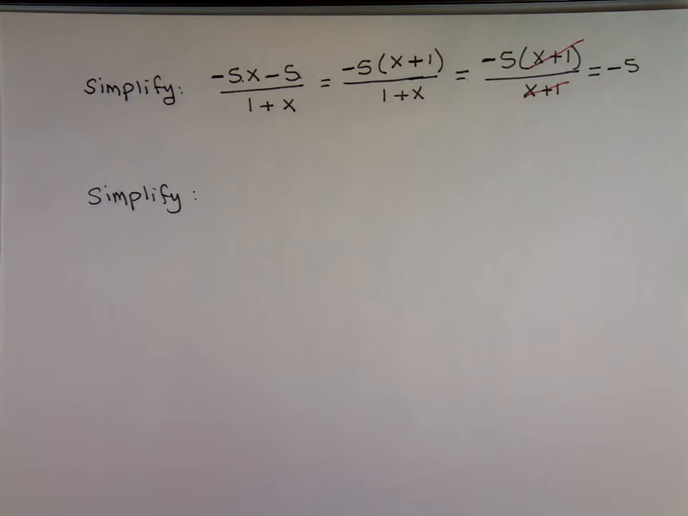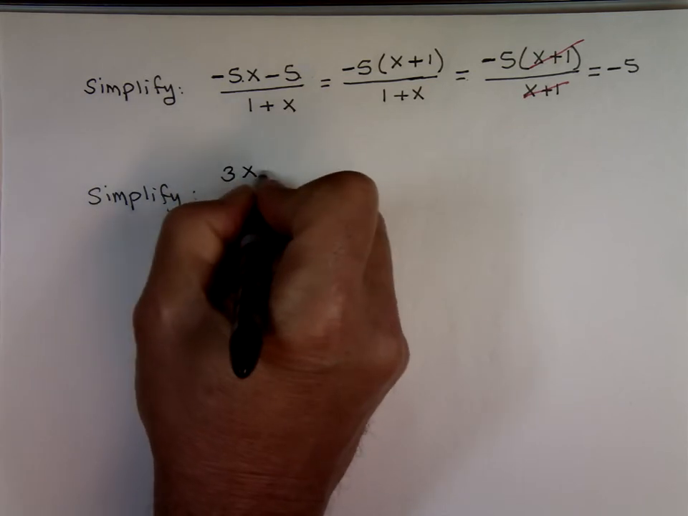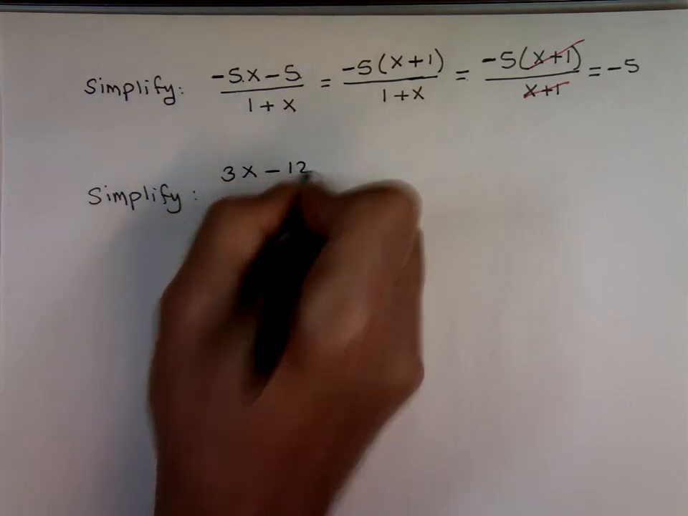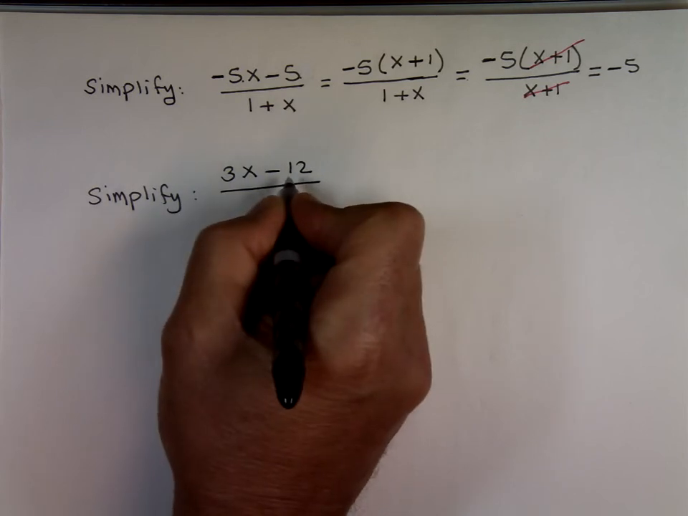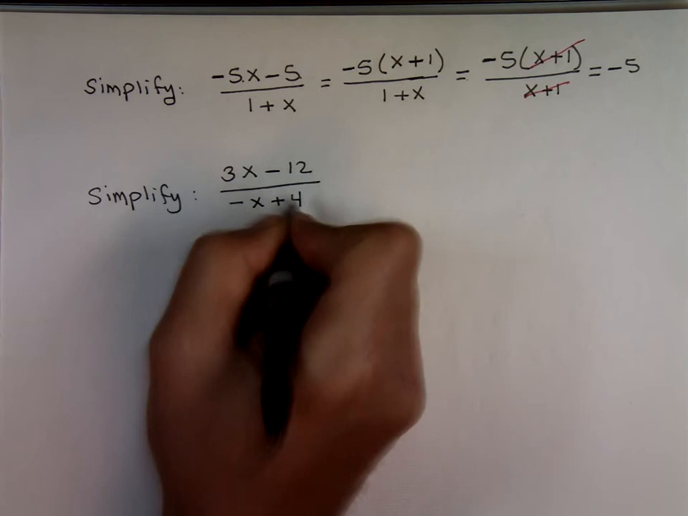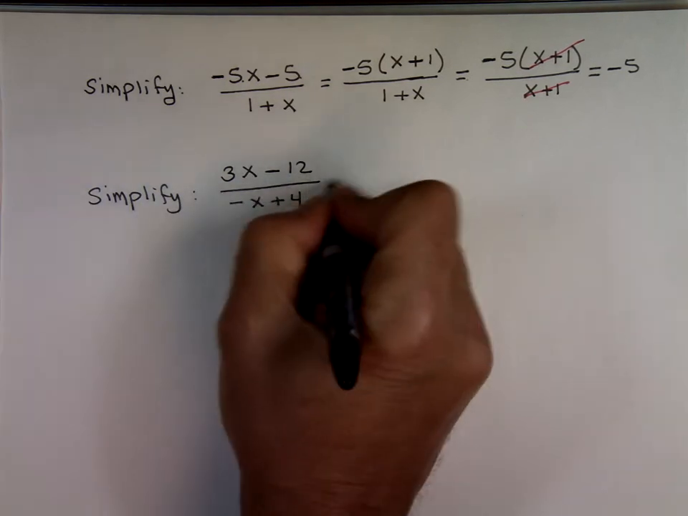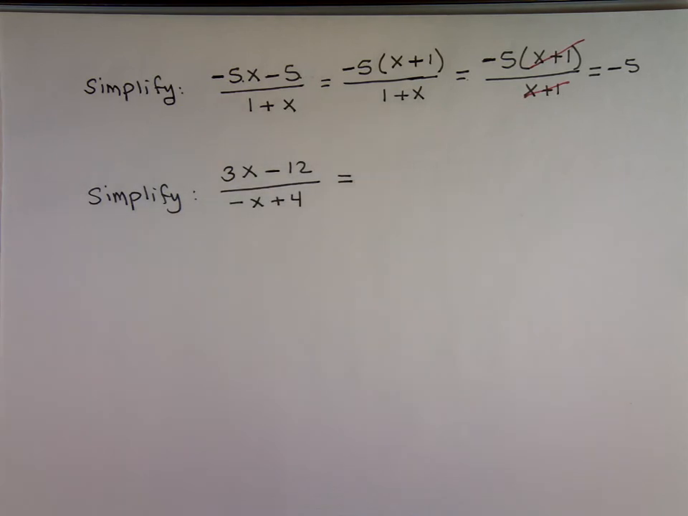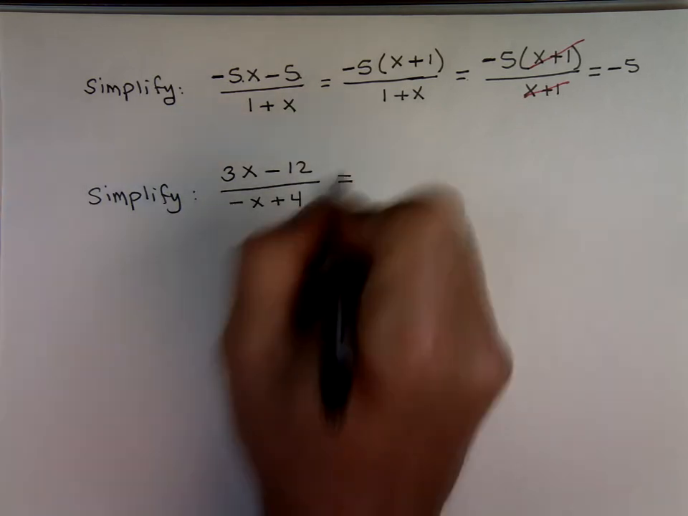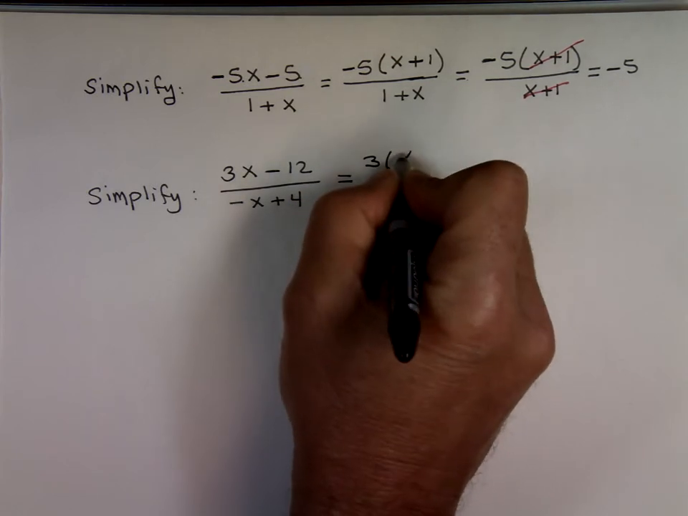Let's simplify 3x minus 12 over negative x plus 4. The top, I can factor a 3 out. If I take a 3 out, what's left? X minus the 4.